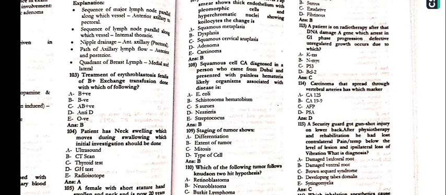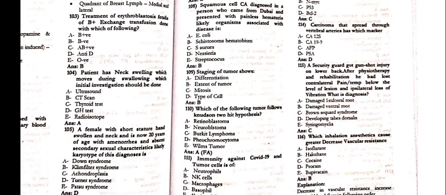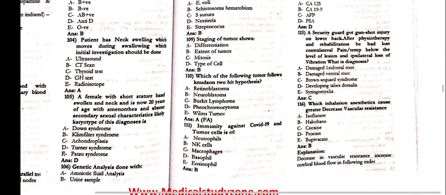113, the patient is on radiotherapy. After that, DNA damage occurs. The gene which arrests in the G1 phase, and progression, defective unregulated growth occurs due to which? That is P53. 114, the carcinoma that spreads through the vertebral veins has which marker? That is PSA.